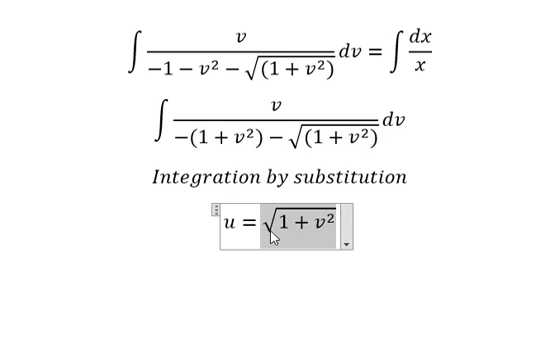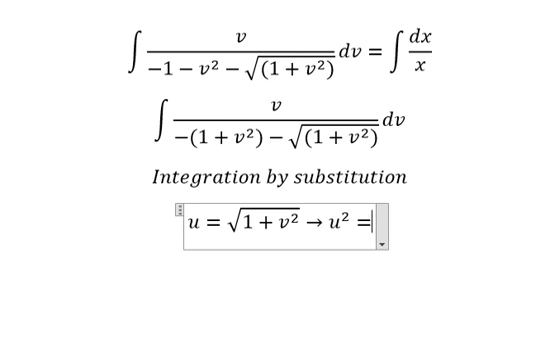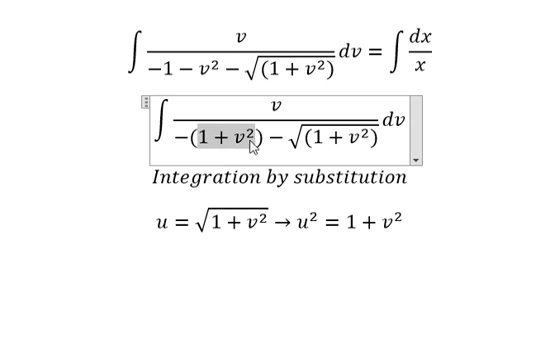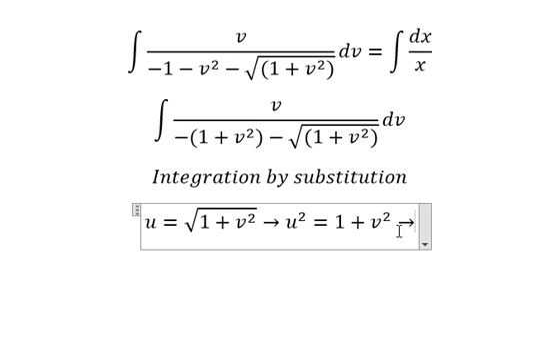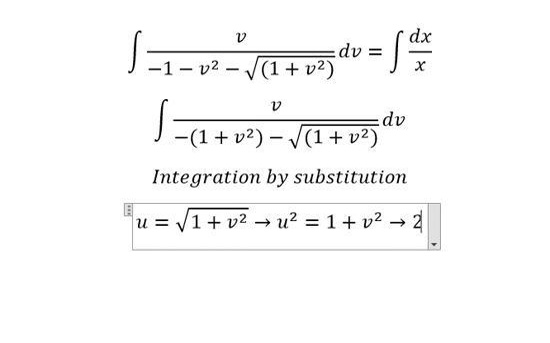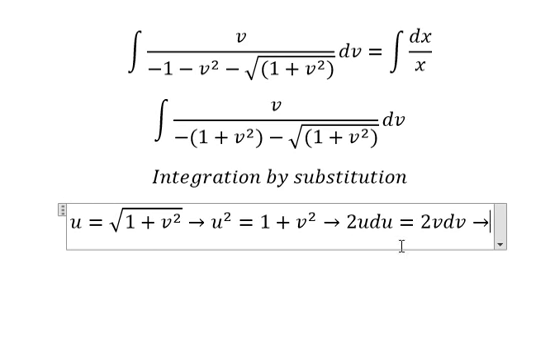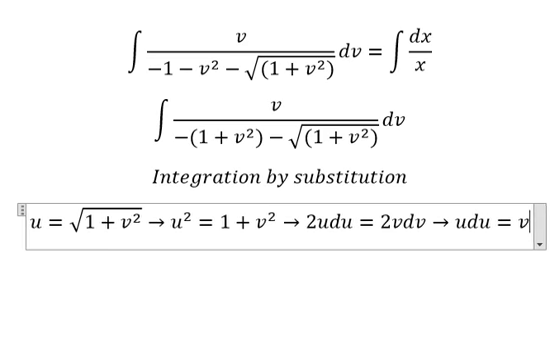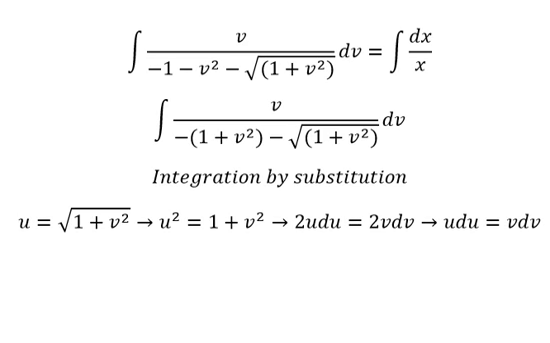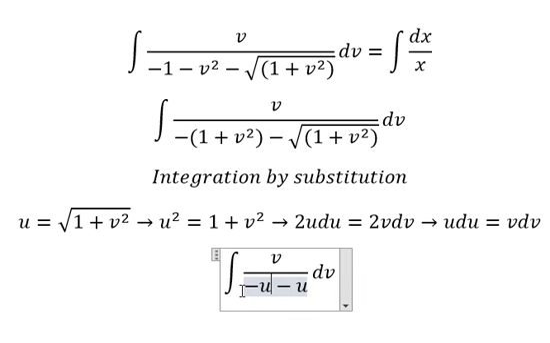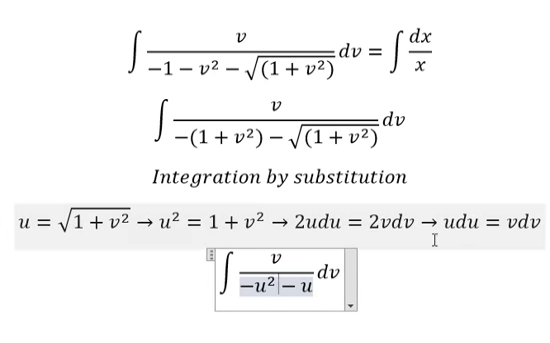That's why I need to set up u equal to the square root of 1 plus v squared. Later we put the square for both sides to cancel the square root. And this one we change in here. Next, we first take the derivative for both sides. Next, we divide both sides by number 2. The square root we change by u. This one we change by u squared. V dv we change by u du.